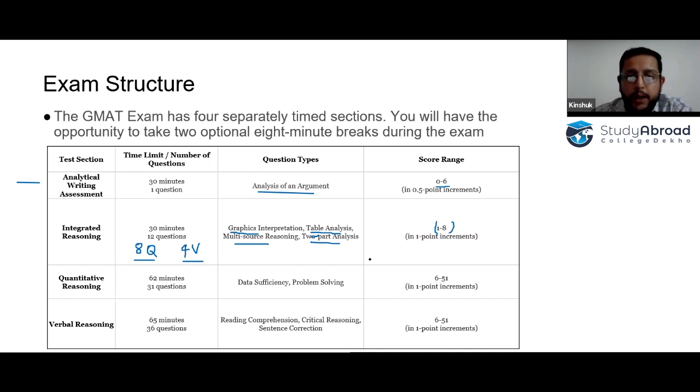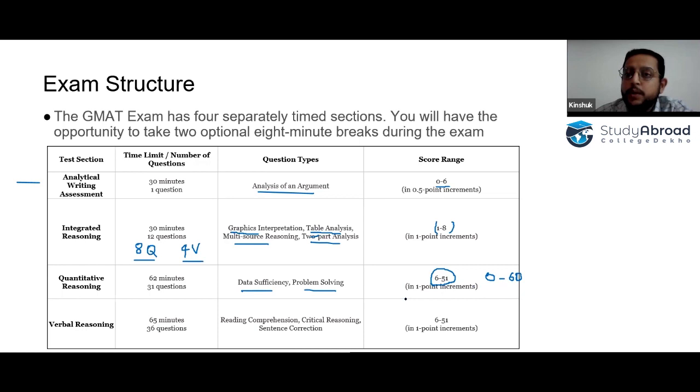If we talk about quantitative reasoning part, you have 62 minutes and you have 31 questions. And these are basically your data sufficiency and problem solving. We discussed this already. The lowest possible score you can get is 6 and highest possible score is 51. Though they say that the score range is 0 to 61, they have a specific algorithm, and due to that algorithm, no one scores less than 6, and no one scores more than 51, right? Same is valid for the verbal part also.